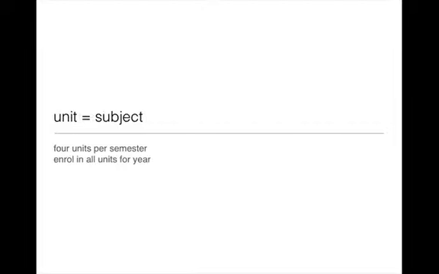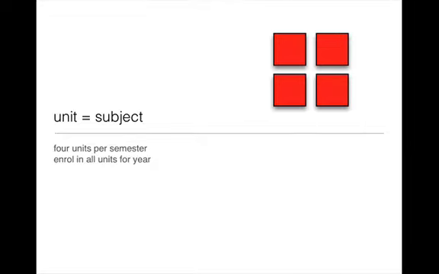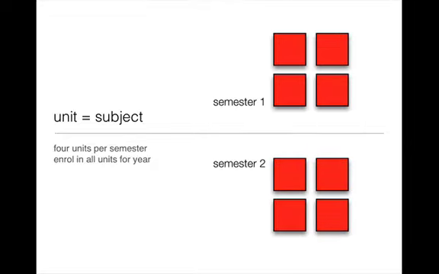At QUT, we call a subject a unit. Units are multiples of 12 credit points, and a full-time student load is usually 4 units per semester, 8 units per year. It's possible to take fewer units, but this will extend the duration of your course and your study.